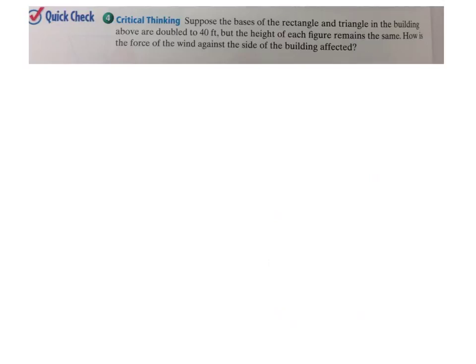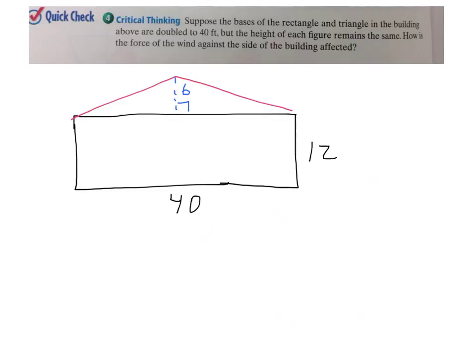And now, in conclusion, quick check number 4 is asking us to find the force of the wind against the side of that same building if the base of the triangle and rectangle are doubled to 40. So please pause the video while you try to figure this out. Again, heights are staying the same. Our base is doubled to 40.